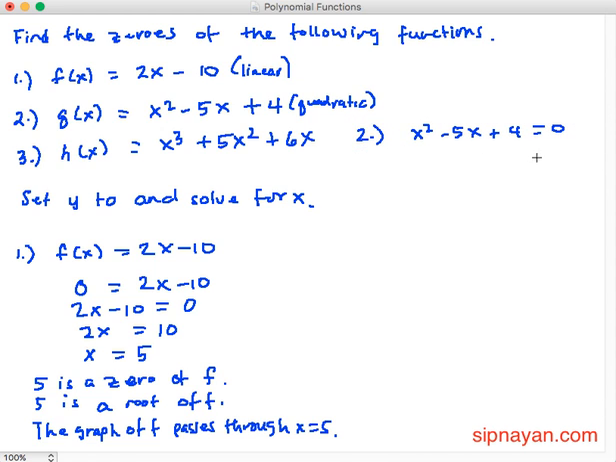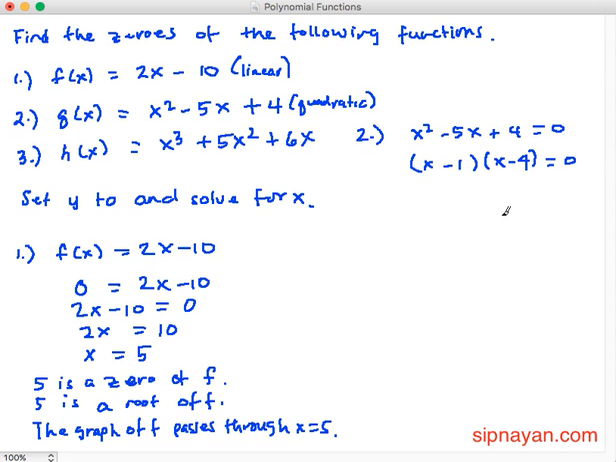To get the value of x, we have to solve for x. We have to factor, if it's factorable. If not, we can use the quadratic formula or completing the square. But here, I think this is factorable. This can be factored easily to x, x. The product is 4 and the sum is negative 5. So, the product is 4: negative 1 times negative 4 is 4. And the sum, negative 1 plus negative 4, is negative 5. So these are the factors.